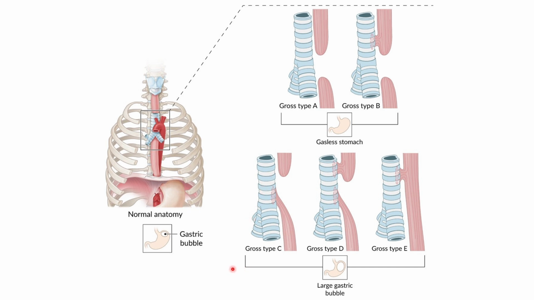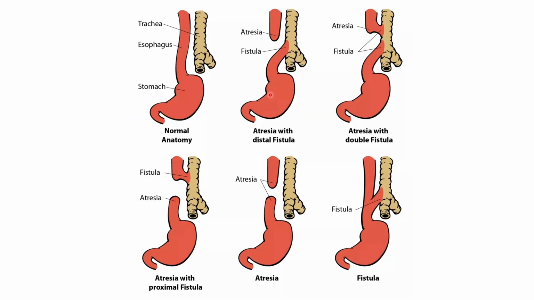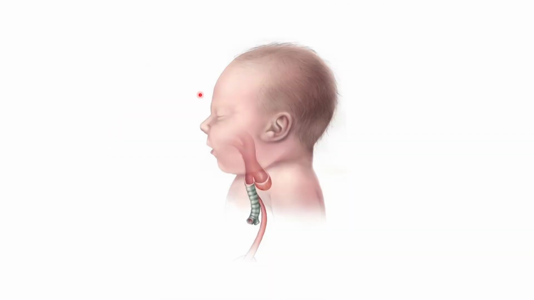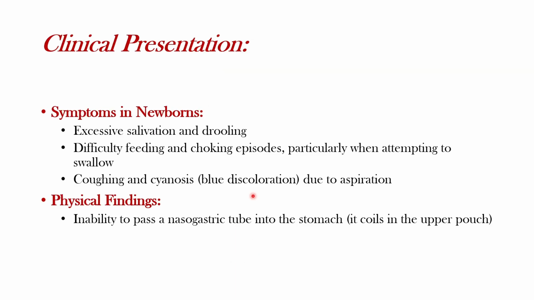The most common one is type C, where we will have an atresia and a fistula, which is this one, atresia with distal fistula. That's this one. This is just another picture. This is the pouch, and this is the fistula. For the symptoms, first of all, we will have excessive salivation and drooling, difficulty feeding and choking episodes, particularly when attempting to swallow. So dysphagia. Coughing and cyanosis. We will have discoloration, cyanosis, due to the aspiration.